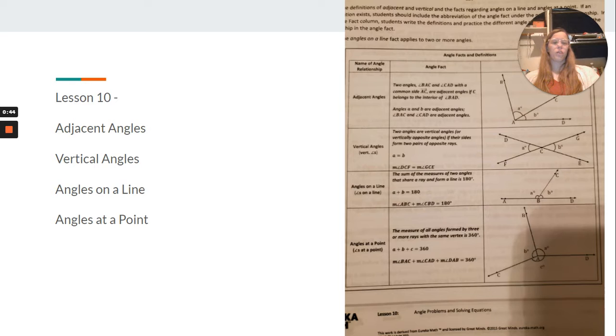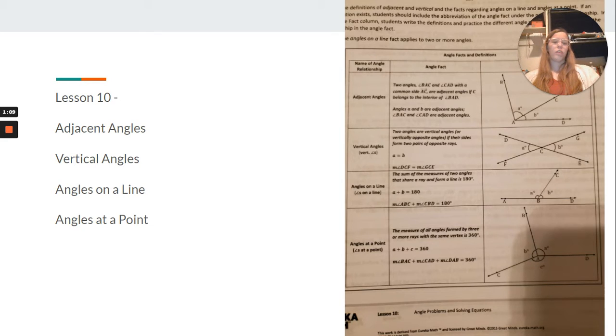Here we have vertical angles. Two angles are vertical, or vertically opposite, if their sides form 2 pairs of opposite rays. So we have A and B because of DCF and GCE. Okay. Next, angles on a line. The sum of the measures of 2 angles that share a ray and form a line is 180. So whatever A plus B is equals 180.